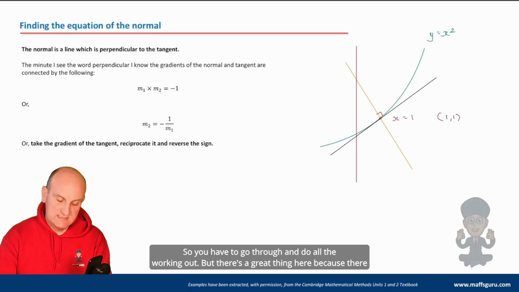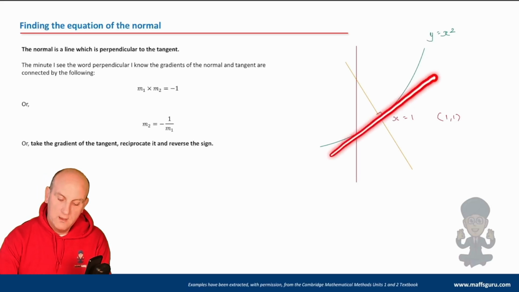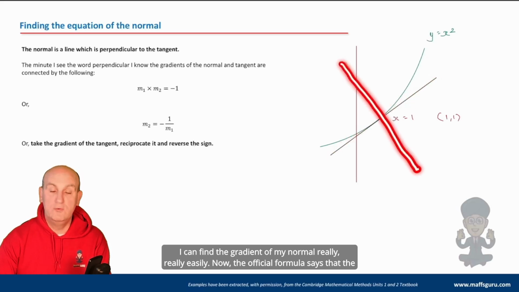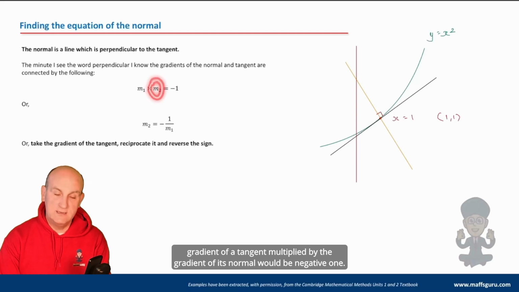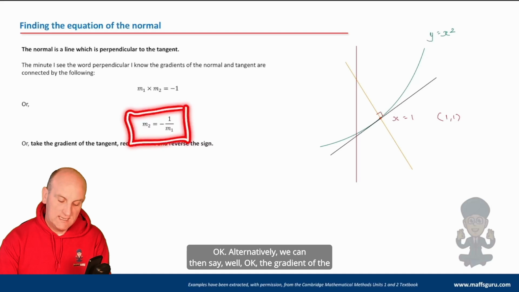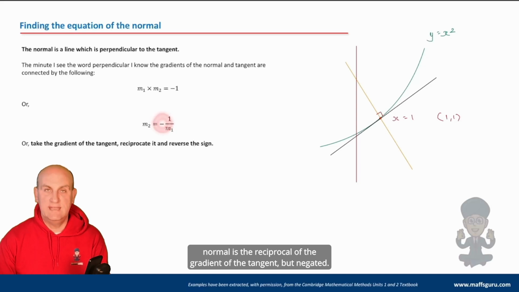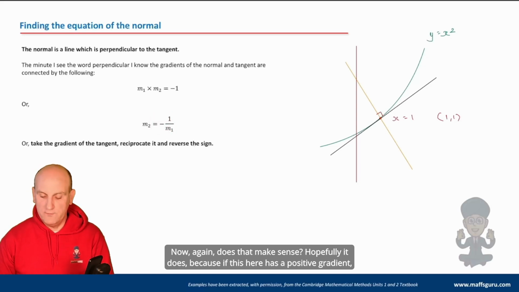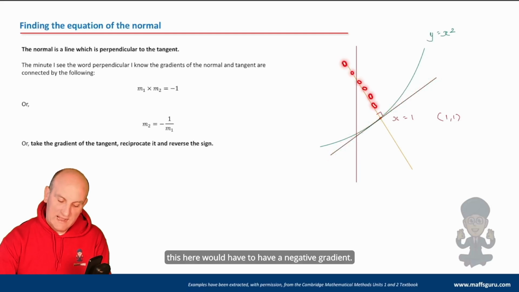But there's a great thing here, because there is a rule that if we know the gradient of my tangent, I can find the gradient of my normal really, really easily. Now, the official formula says that the gradient of a tangent multiplied by the gradient of its normal would be -1. Alternatively, the gradient of the normal is the reciprocal of the gradient of the tangent, but negated. Does that make sense? Hopefully it does, because if this here has a positive gradient, this here would have to have a negative gradient.